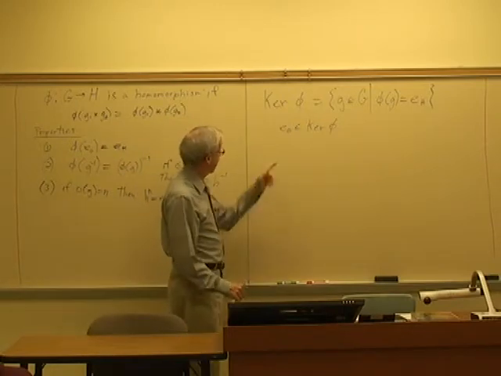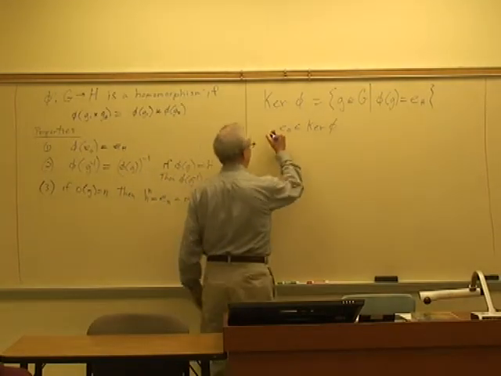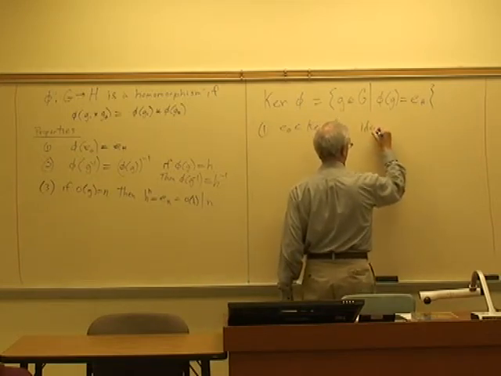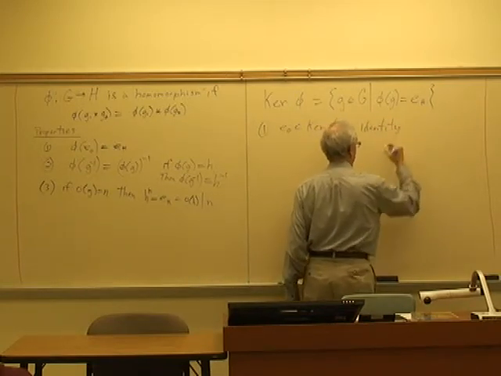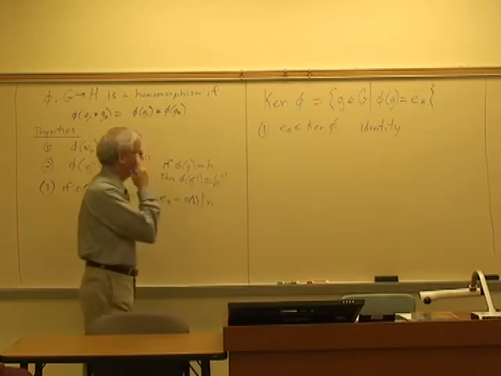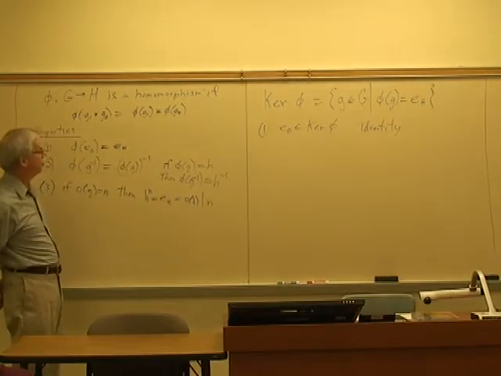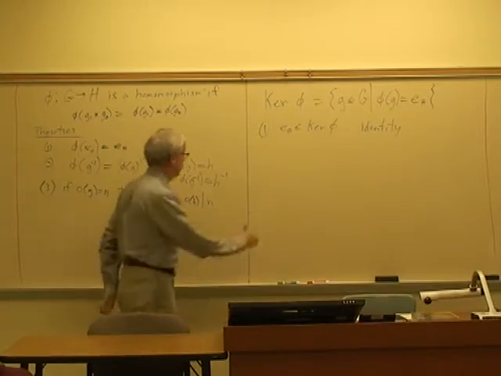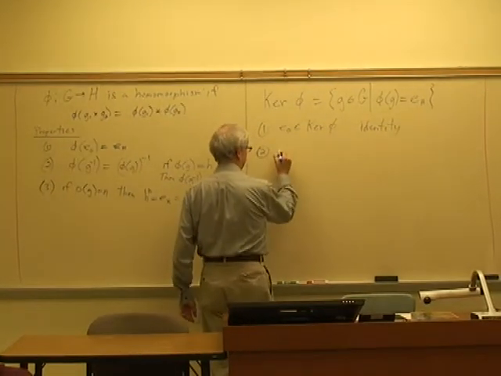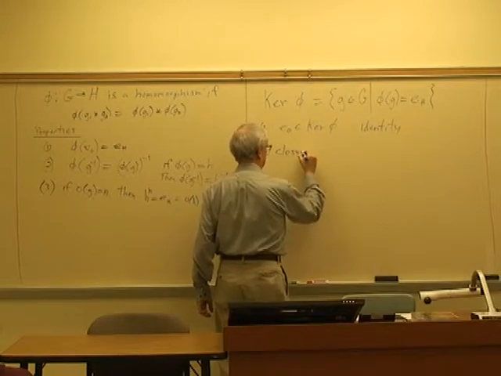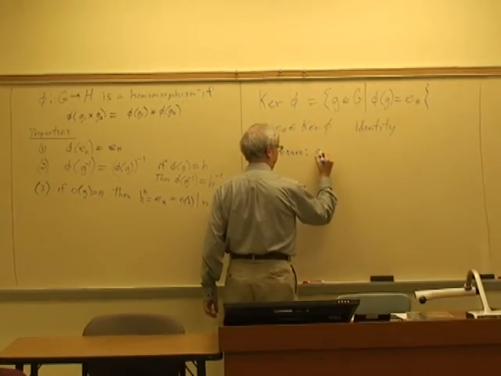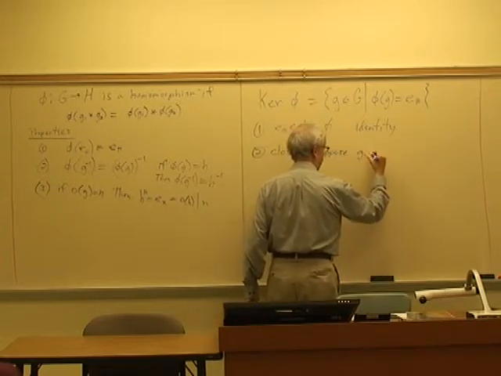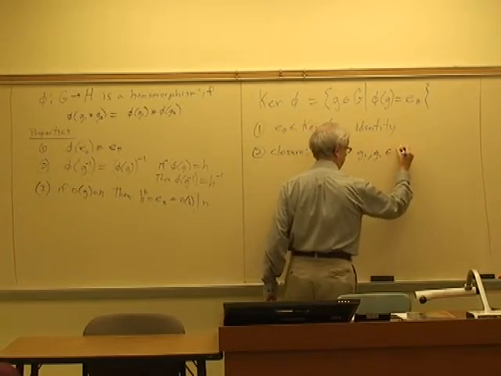That the kernel, in any case, is a subgroup. Well, this is step one, right? The identity's in here, always. What else do I need to prove that this thing is a subgroup of G? Closure. So, good. How do I prove closure? Suppose that G1 and G2 are in the kernel.